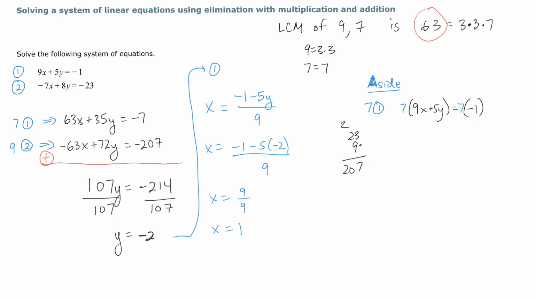So our final answer is a set consisting a unique solution. And our unique solution is an ordered pair, 1 comma negative 2. There it is, you're done. That is a set consisting a unique solution. So our system is consistent.